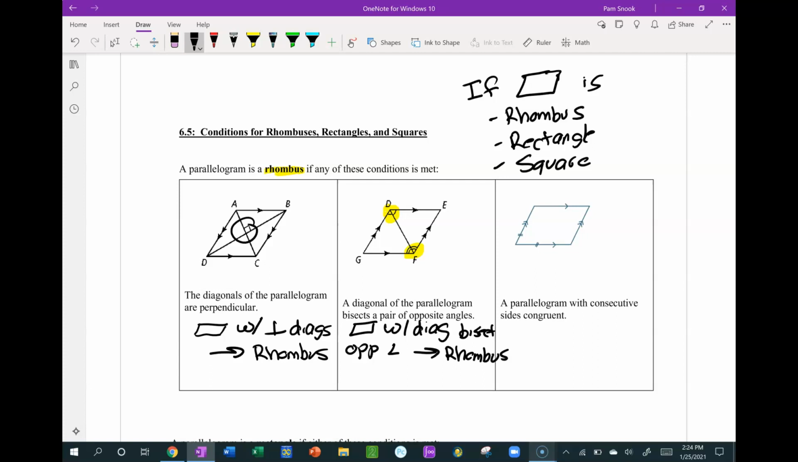And the last one is if you have consecutive sides congruent. So take a look at our markings right here. Those two sides are next to each other. They're consecutive. They do touch each other. And they're marked congruent. So if you have that, then you, my friends, have a rhombus. So parallelogram with consecutive sides congruent implies rhombus.